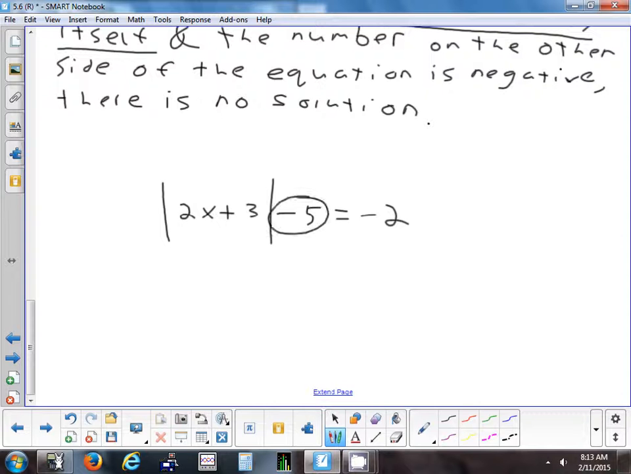The first thing I have to do is deal with that minus 5. So by doing plus 5 on each side, negative 5 plus 5 would cancel. Still have the absolute value of 2x plus 3 on the left, but look at what I have on the right. Negative 2 plus 5 is now positive 3. This is a problem we can solve. So it's very important you isolate the absolute value first, and then go from there.